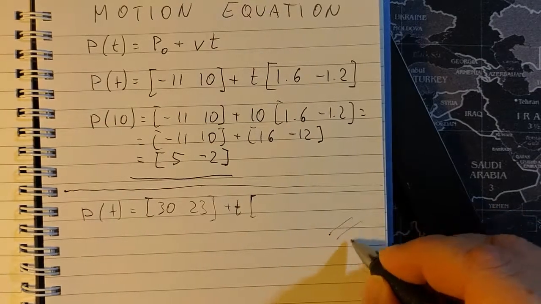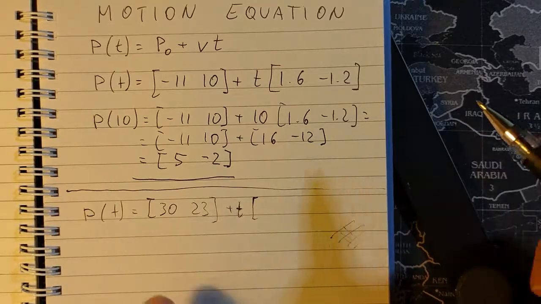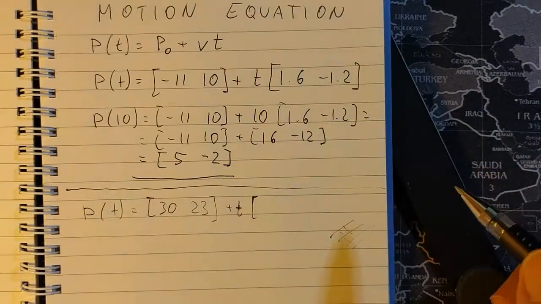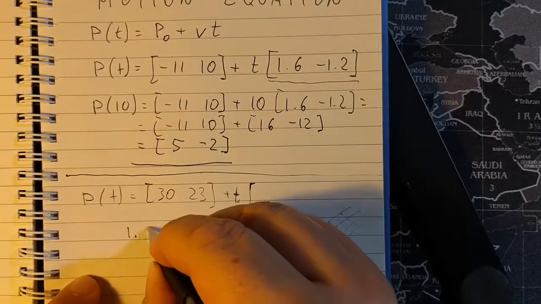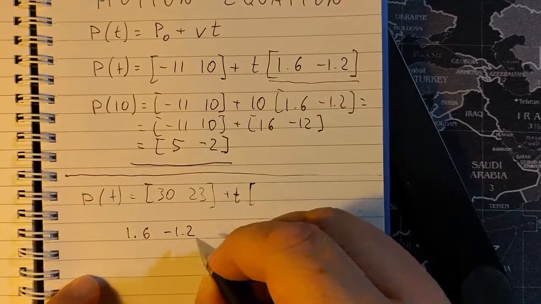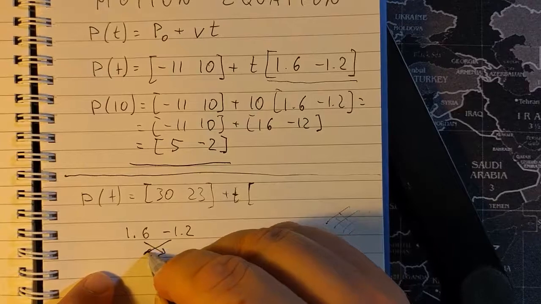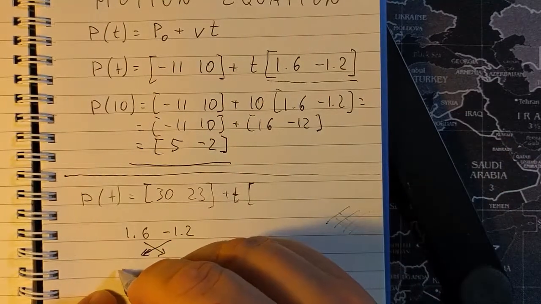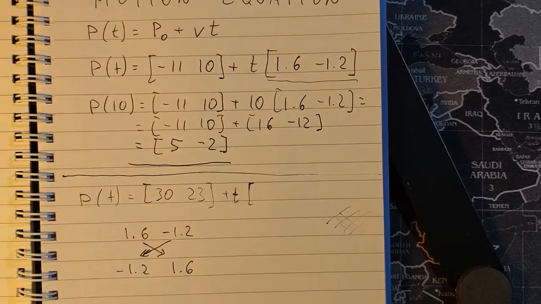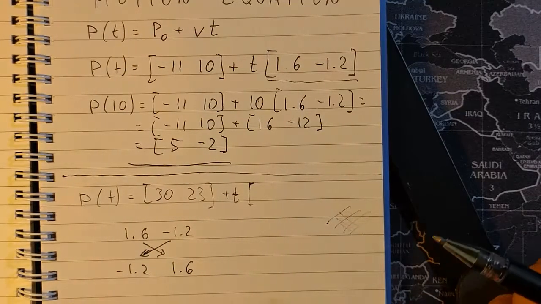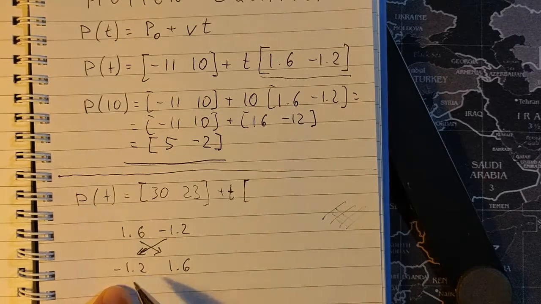It looks like my pen went out. The way to create a vector perpendicular to the given vector, and the given vector is our velocity vector, so it's (1.6, -1.2). First thing is to swap the two numbers, so I have (-1.2, 1.6), and change the sign of one of these, so I have a choice between making this number negative or this number positive.